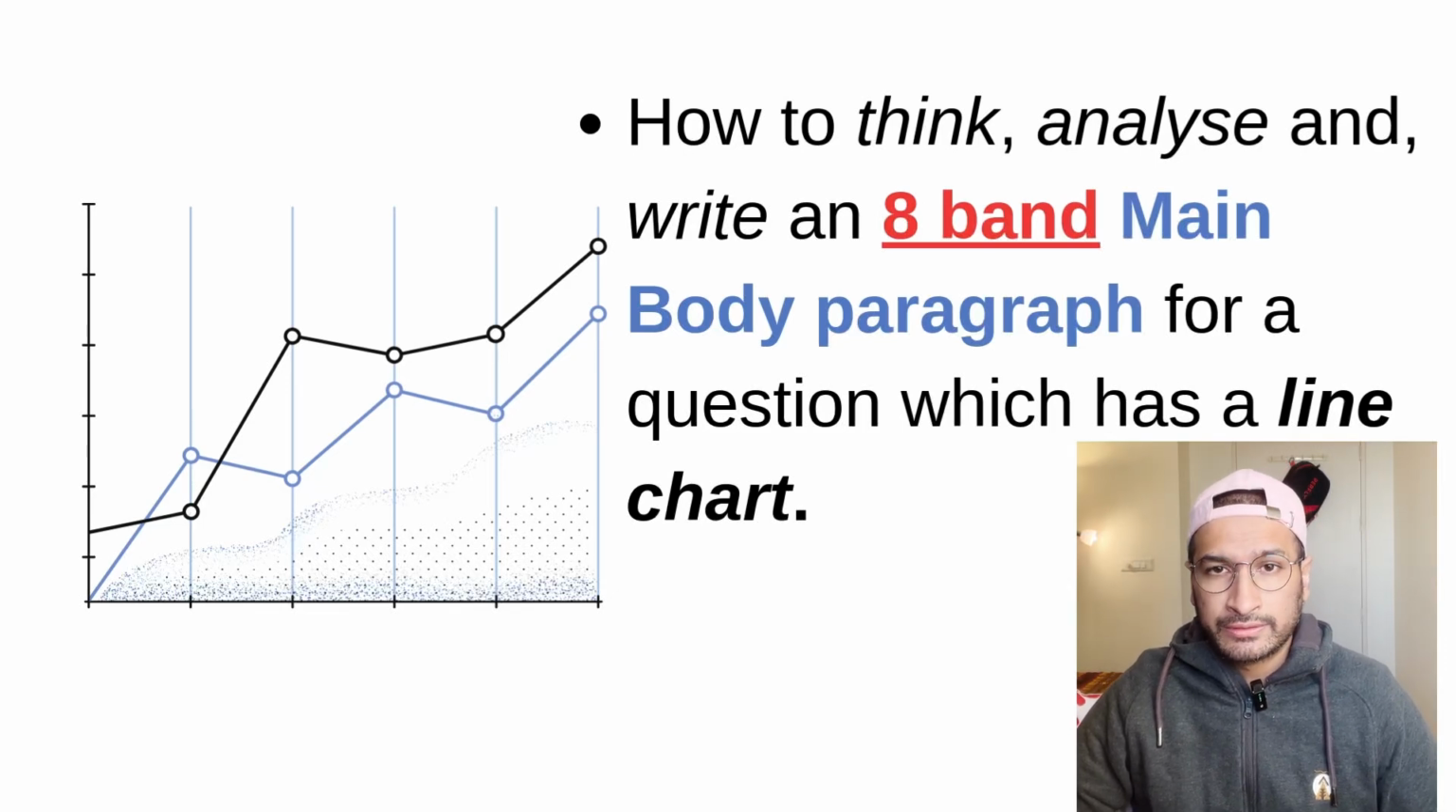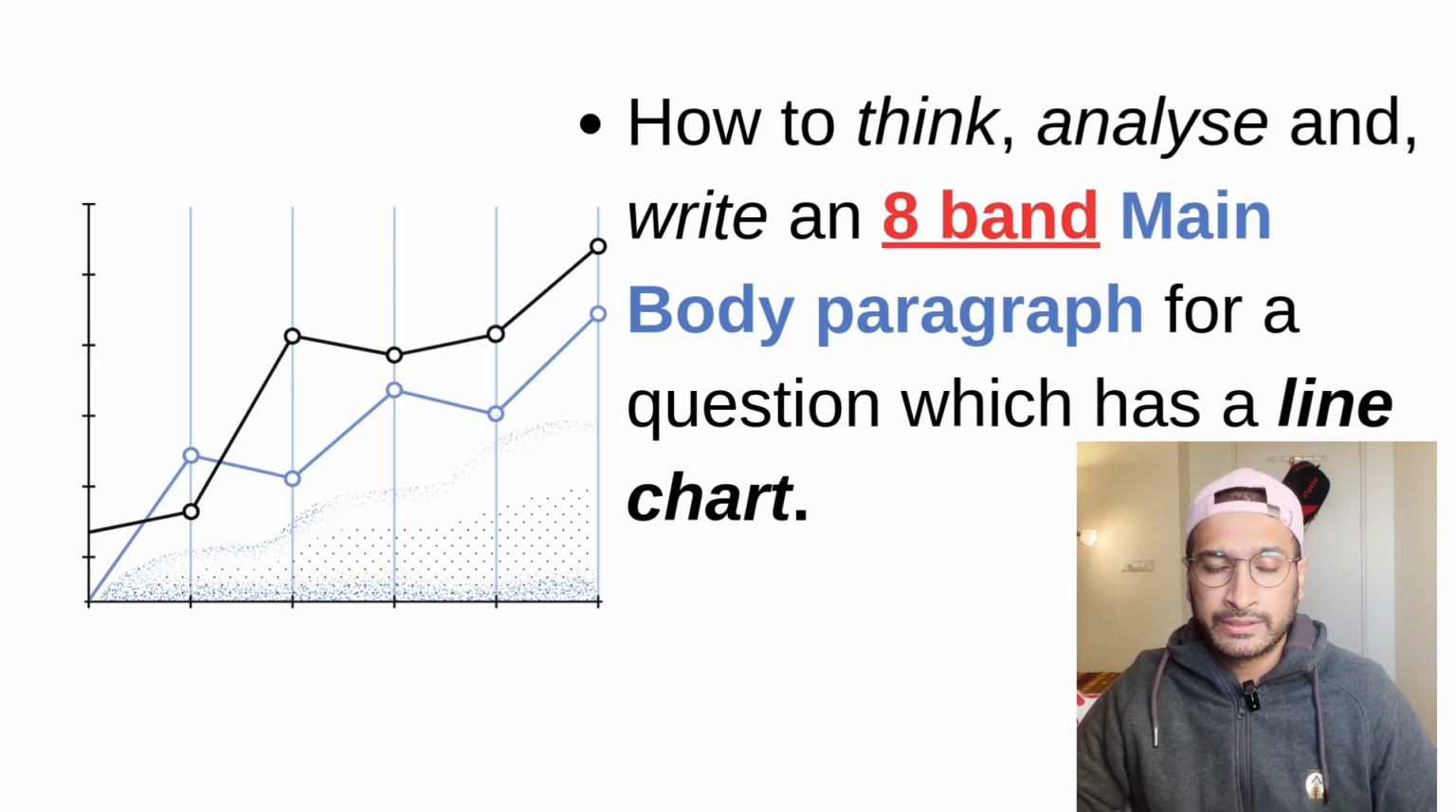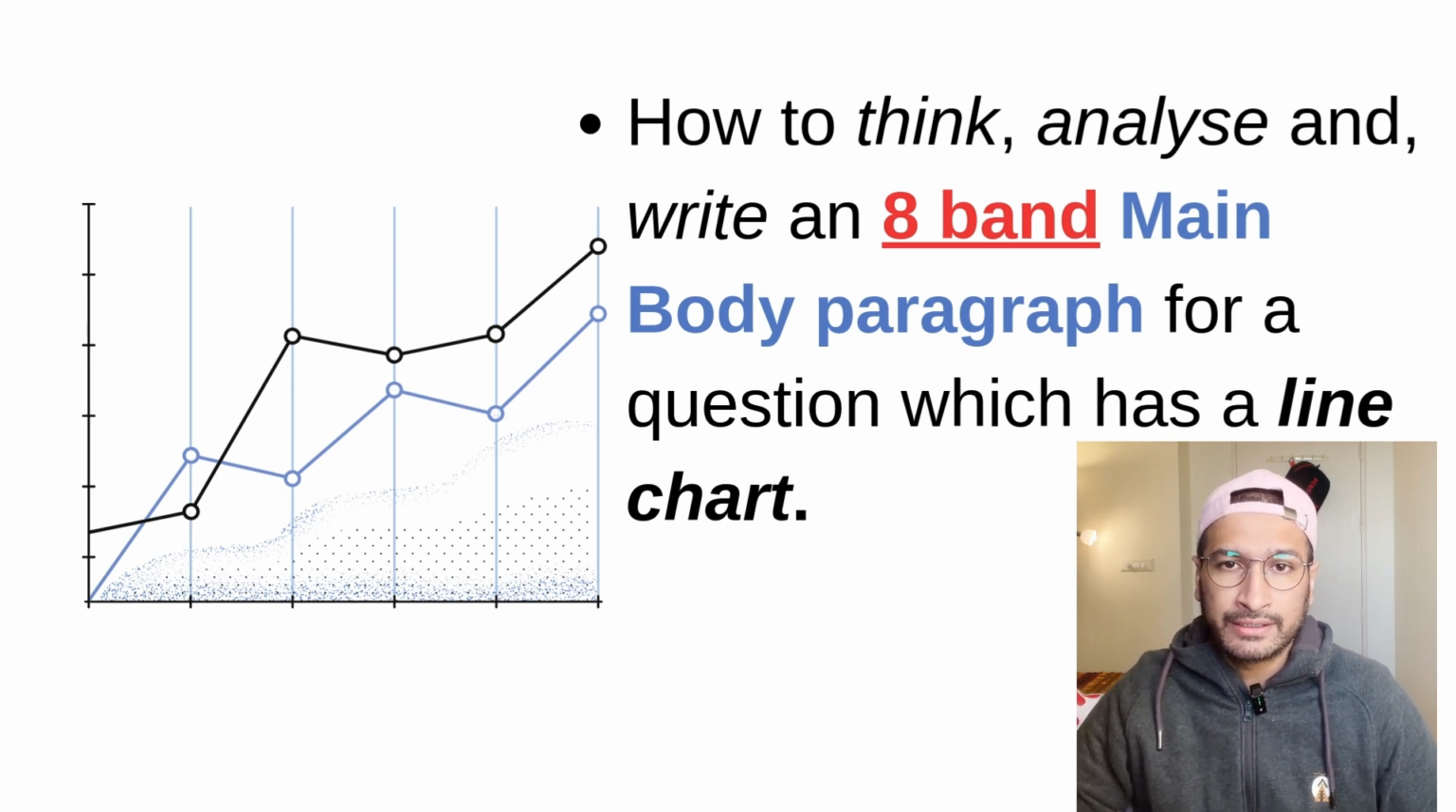In this ongoing series, I'm going to be analyzing line charts. Three parts have already been released. I'll be analyzing two line chart questions, and we're going to try to figure out what's the best way to analyze the question and how to actually write the main body paragraph of the question in such a way that you can get around 8 bands.